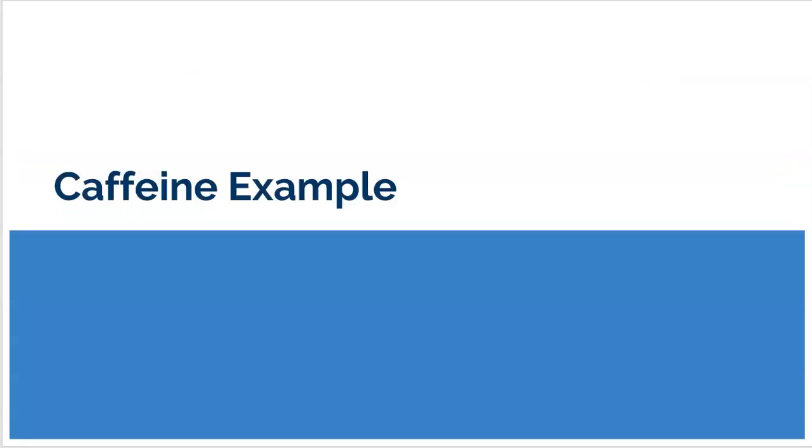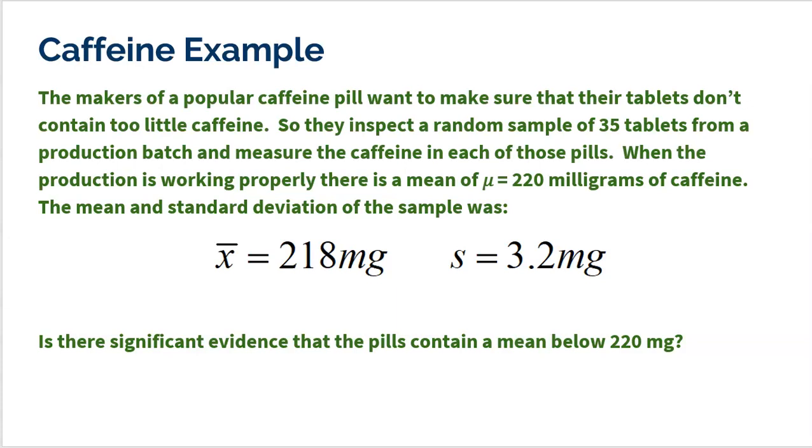All right, so the first example that we're going to take a look at here was our caffeine example. Let's refresh your memories on what it was. The makers of a popular caffeine pill want to make sure that their tablets don't contain too little caffeine. So they inspect a random sample of 35 tablets from the production batch and measure the caffeine in each of those pills. When the production is working properly, there should be a mean of 220 milligrams of caffeine. The mean and standard deviation of the sample were 218 milligrams and 3.2 milligrams. Is this significant evidence that the pills contain a mean less than 220 milligrams?